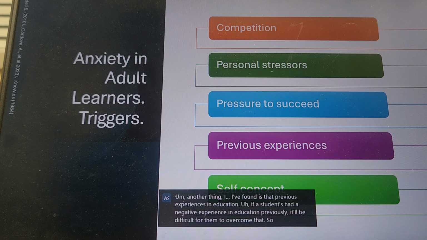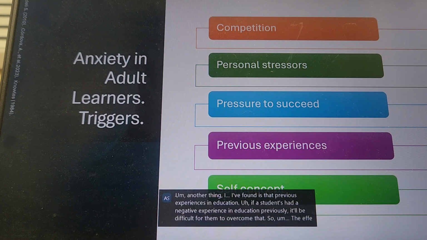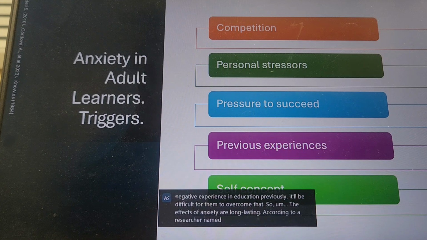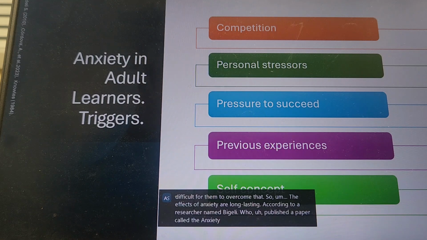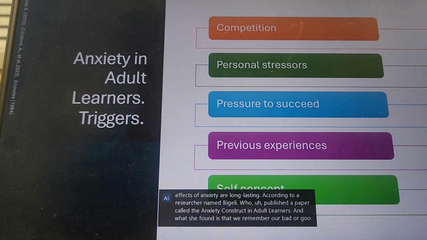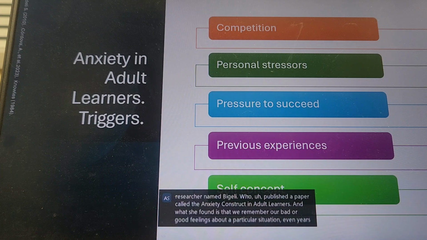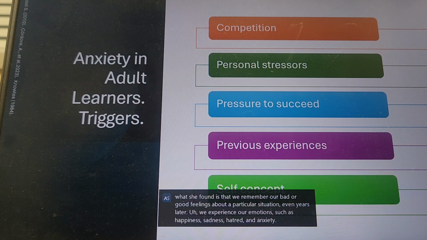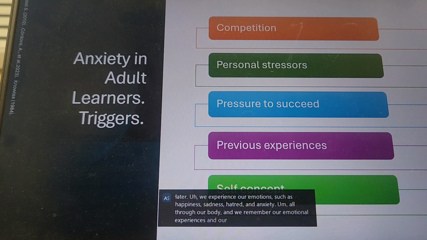So the effects of anxiety are long-lasting, according to a researcher named Bigdeli, who published a paper called The Anxiety Construct in Adult Learners. What she found is that we remember our bad or good feelings about a particular situation even years later. We experience our emotions such as happiness, sadness, hatred, and anxiety all through our body, and we remember our emotional experiences, and our minds trigger the same feelings in similar situations.